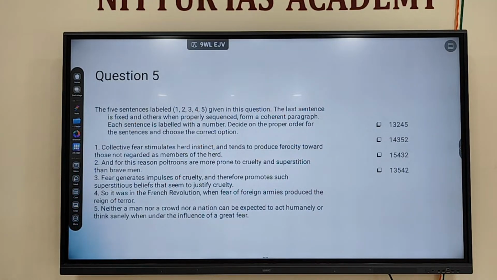Okay. Coming on. The last sentence is not fixed here.